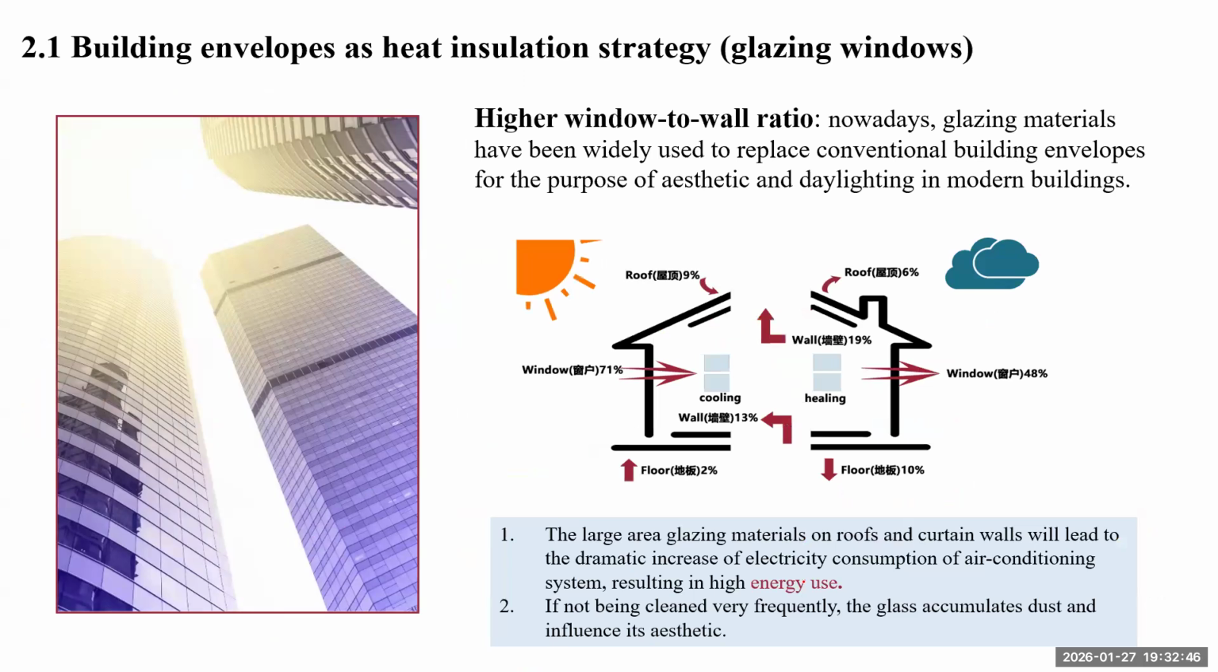After understanding this, we know more about glazing windows. We can see the application of glass results in high energy use, with heat gain due to its poor thermal insulation and due to solar heat gain. And also, it's very dirty.